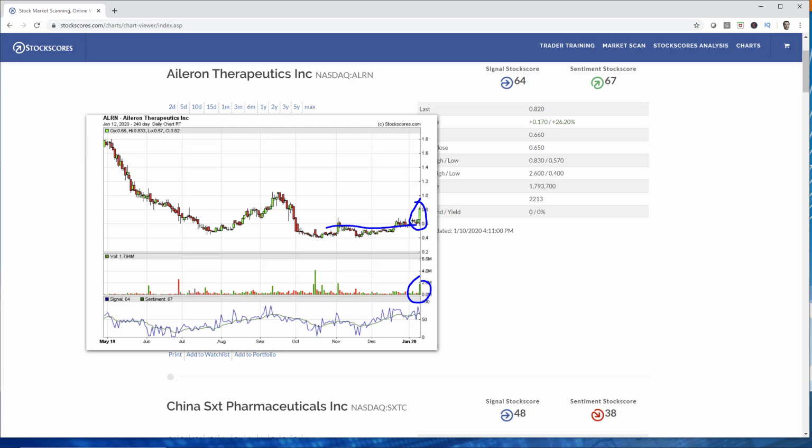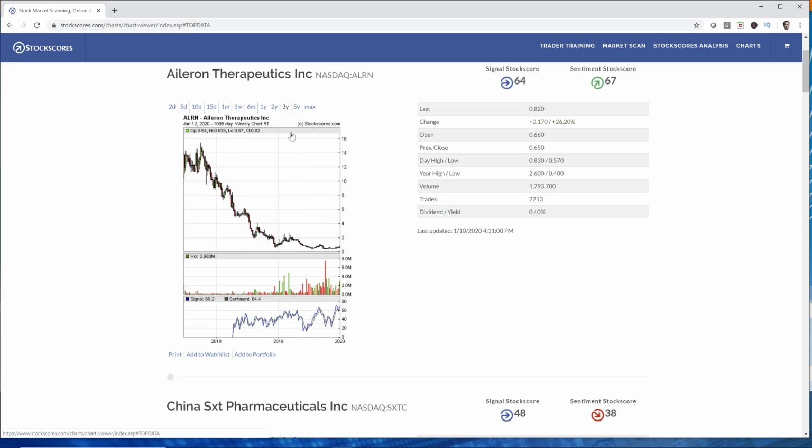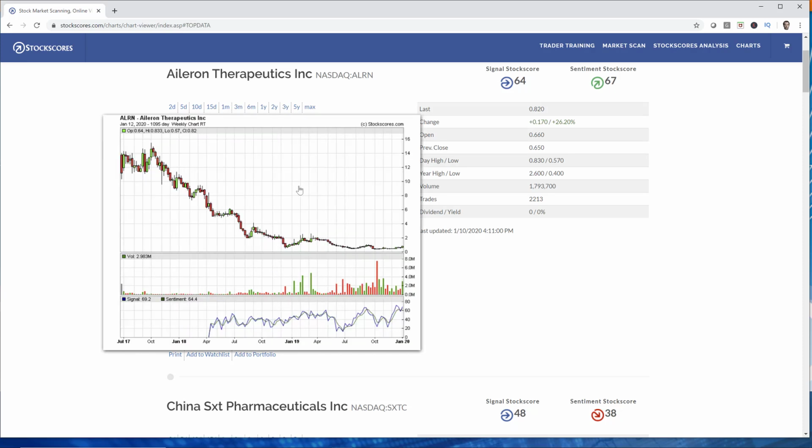Now, I'm a bit concerned about this resistance here, which may slow the market down for this stock. I like the abnormal activity. It shows me that investors are excited. I want to take a look at the 3-year weekly chart of this stock as well, just to see where the potential is. And again, I'm a little concerned that this stock is going to be fighting with resistance.